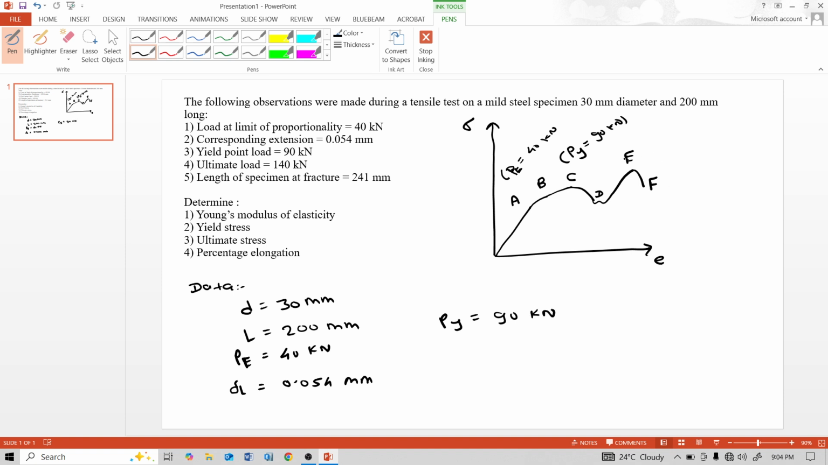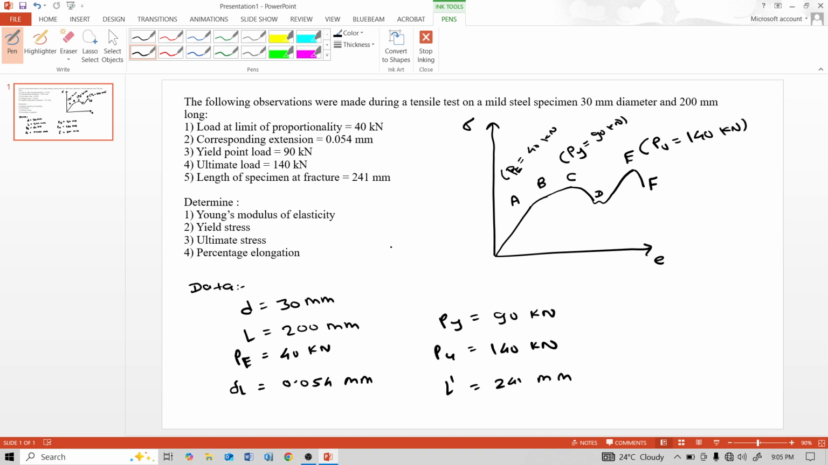Ultimate load point: Pu, ultimate load, is equal to 140 kN. Length of specimen at fracture is 241 mm. This F is the fracture point. Length of specimen is 200 mm, denoted by L, and length of specimen at fracture is denoted by L dash, equal to 241 mm.